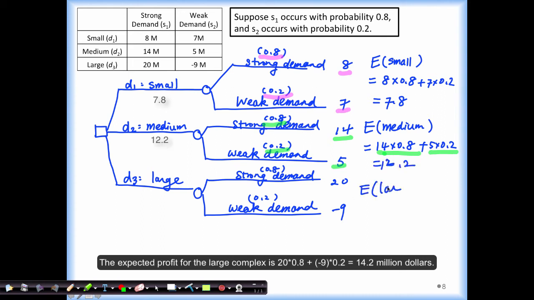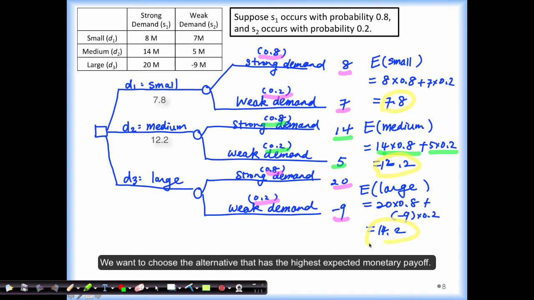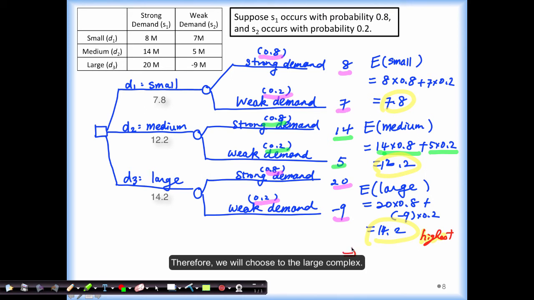The expected profit for the large complex is 20 times 0.8 plus minus 9 times 0.2, which is equal to $14.2 million. In this example, we want to choose the alternative that has the highest expected monetary payoff. Hence, we will choose the large complex.